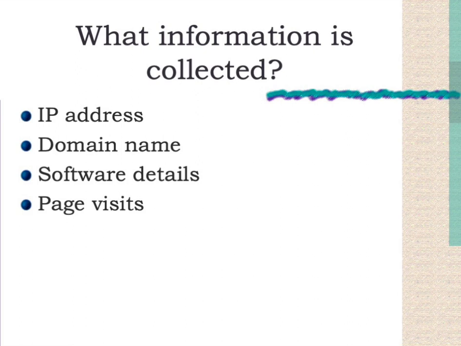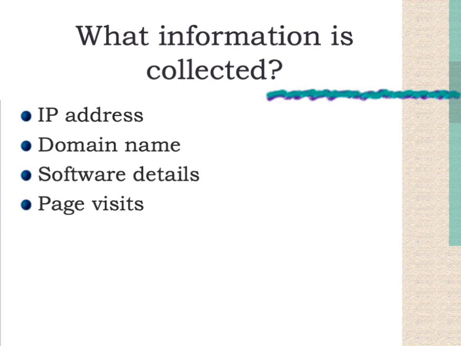Many countries also have specific domain names. The list of active domain names is available from the Internet Assigned Numbers Authority. Software details. It may be possible for an organization to determine which browser, including the version, that you use to access its site. The organization may also be able to determine what operating system your computer is running.